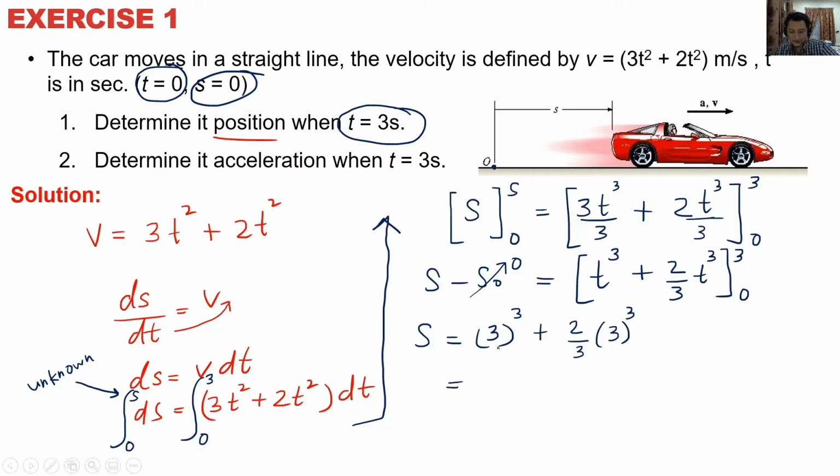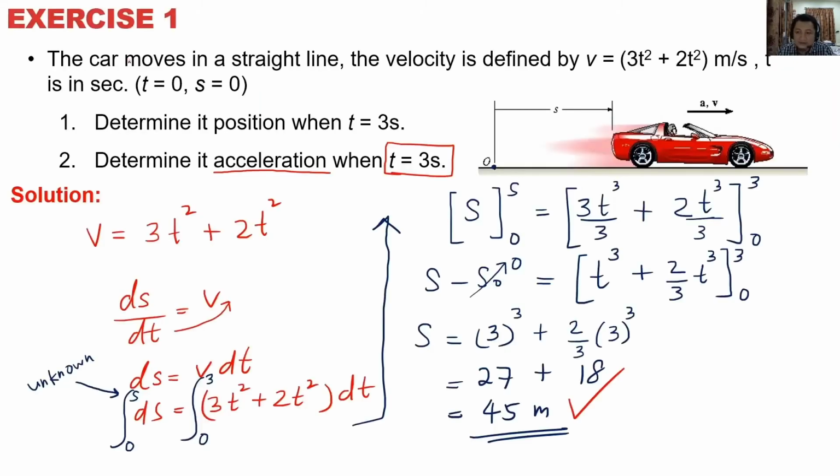How much? Use your own calculator. Mode 1. 3 times 3 times 3, 3 cubed is 27. 27 plus 27 times 2 divided by 3. What do you get? 18. So this is the displacement. 27 plus 18. What do you get? 45 meters. This is the displacement.